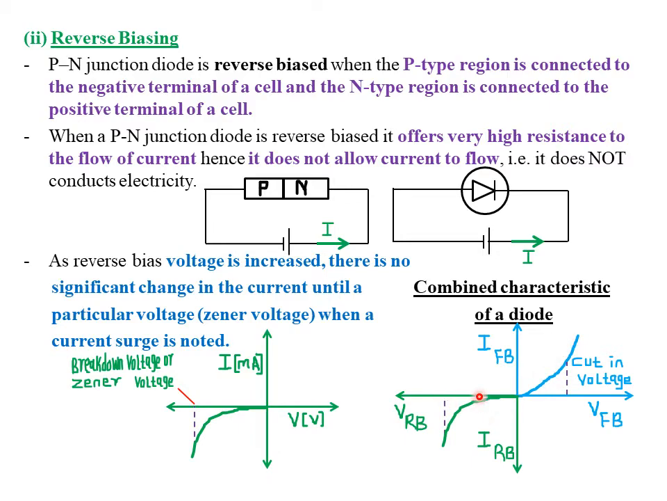Then on this side we have the reverse biased voltage, and on this axis we have the reverse biased current. So you can see this is the graph representing the reverse biased characteristic. Therefore, this is a graph that combines both forward biasing and reverse biasing of this particular diode.